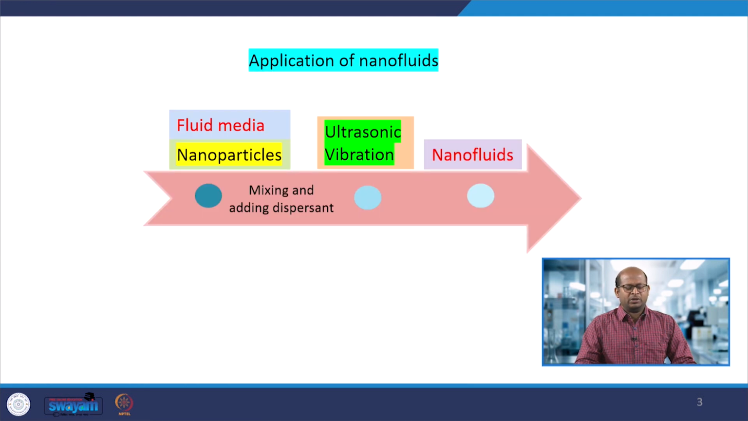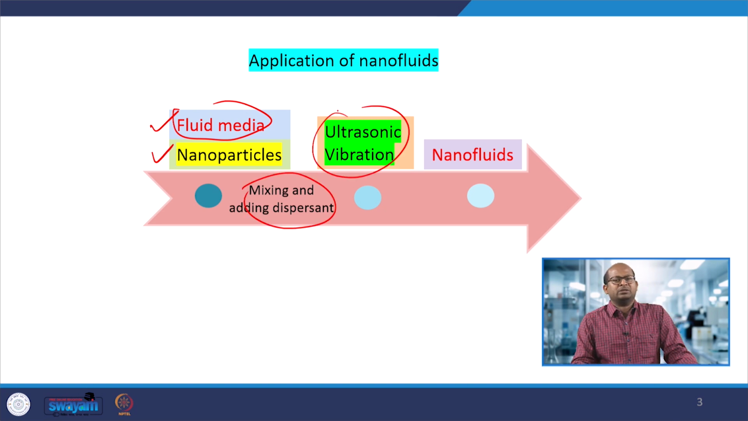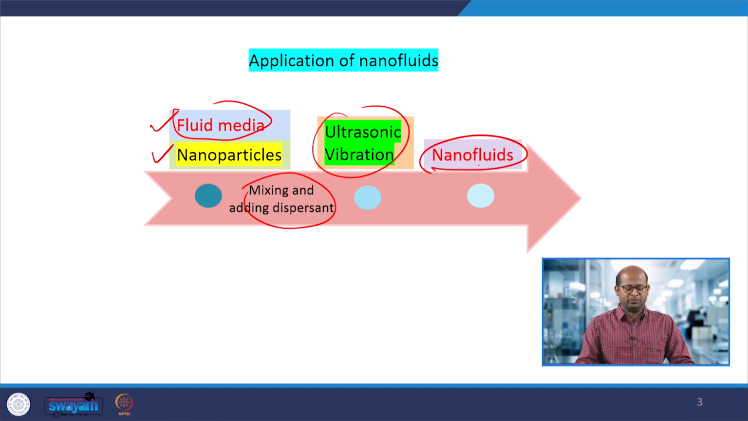So, here nanofluids are synthesized by considering nanoparticles and a base fluid, the medium we have to use to prepare it. First, a known quantity of nanomaterials, that is nanoparticles, metals, metal oxides, is put in the fluid medium, and then mixed, using ultrasonication or vibration, so that it is mixed properly. Then at the end we will get nanofluids.